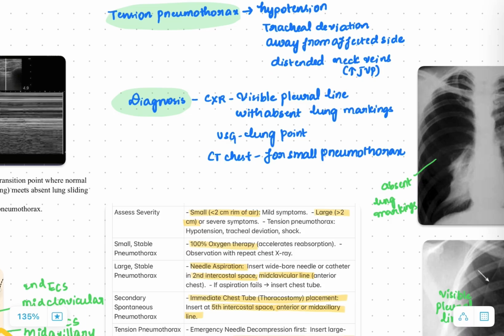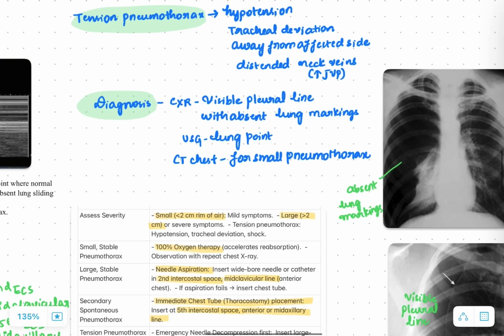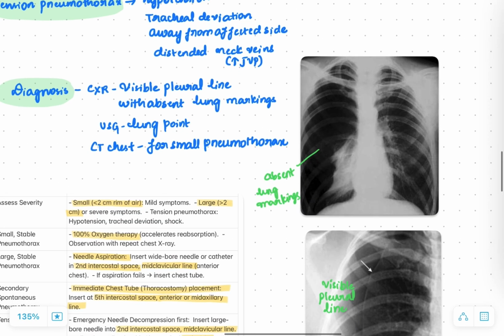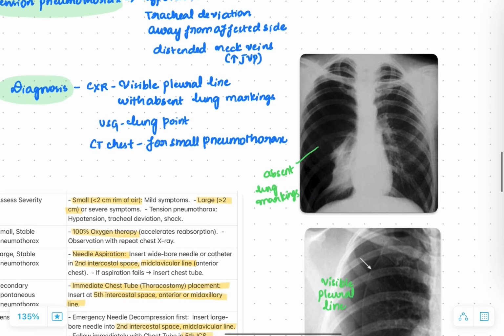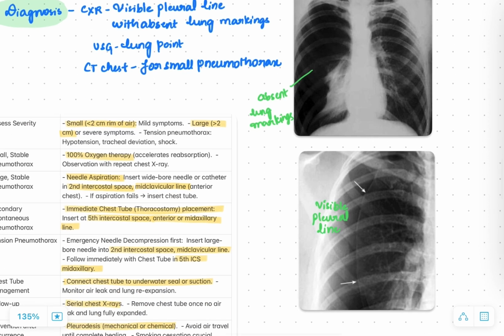Diagnosis is by chest X-ray. There are visible pleural lines with absent lung markings. So in the above picture of the chest X-ray we can see there is absence of the lung markings. There is right-sided pneumothorax, and here we can see the visible pleural line.